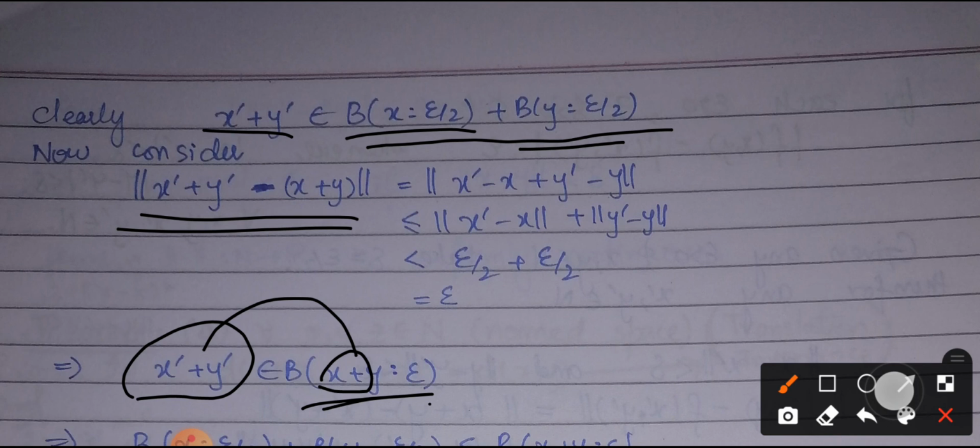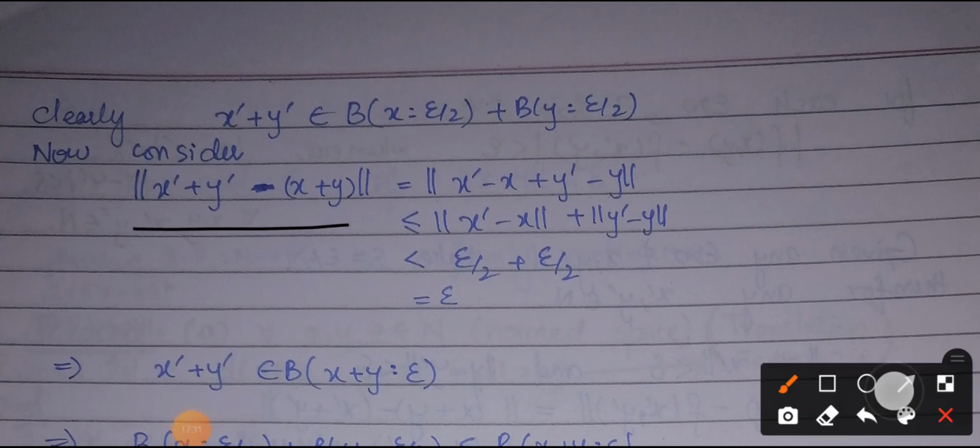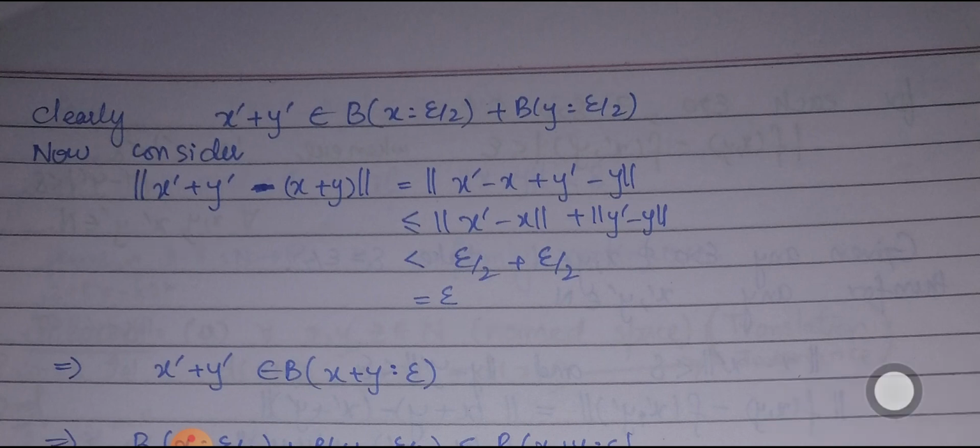Then we will say as the distance between x prime plus y prime and x plus y, the center of the ball, is less than epsilon, that's why this point is contained in the open ball. So we are considering this expression and simplifying it as x prime minus x plus y prime minus y, applying the triangle inequality for norms. This term is less than epsilon by 2, this term is also less than epsilon by 2, and hence we get the term to be less than epsilon, which shows that this element belongs to the open ball centered at x plus y and radius epsilon.